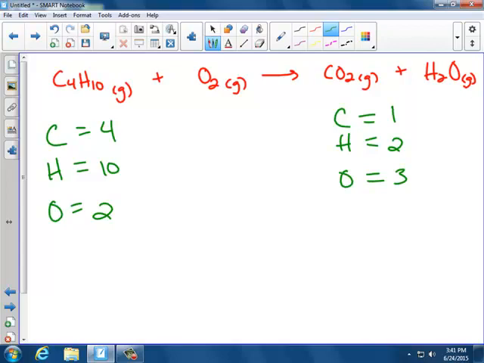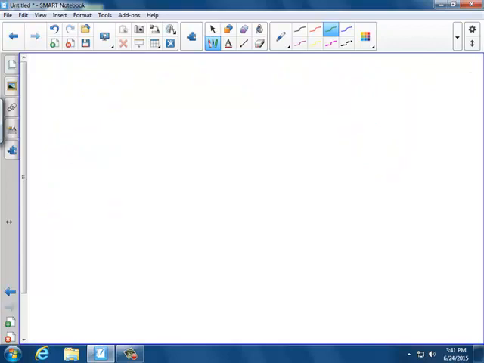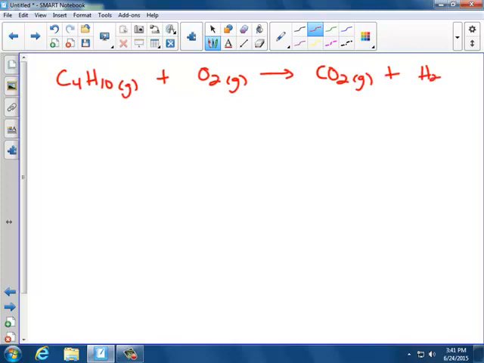Alright, well, let's go through our process. I'm just going to rewrite this to make this a little clearer. So we have our C4H10 gas plus our O2 gas gives us our CO2 gas plus H2O gas. Okay, so remember our process. We start with, do we have any metals? Nope, no metals. Okay, well, that's easy. Done. Check.